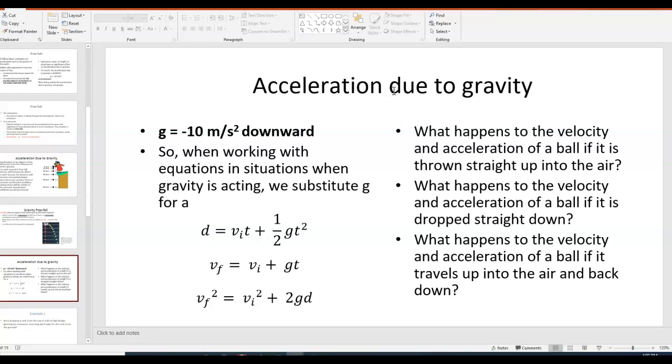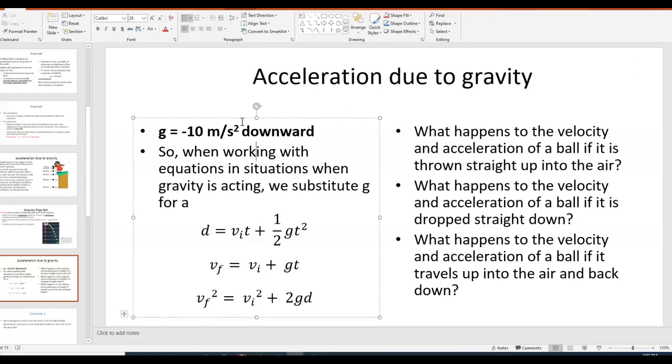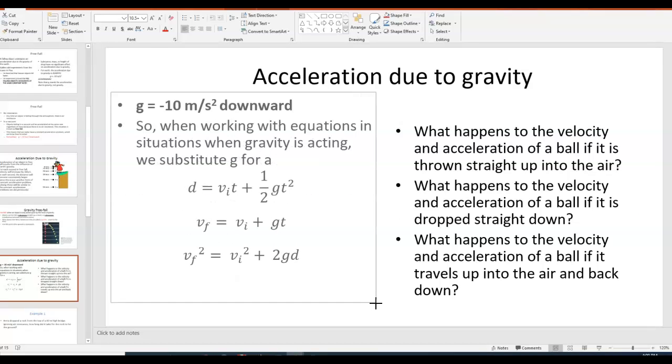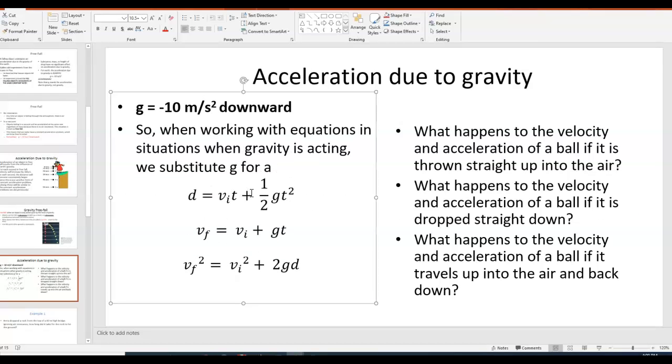Now, here are the equations we're going to be dealing with for free fall problems. Now, if you take a look at these equations, you should see that they look very similar to the equations we've seen before. Okay, the only difference is that we have replaced the a with a g, because instead of the acceleration being an unknown or a variable, the acceleration due to gravity is a constant. It's that negative 10 meters per second squared. So g has a constant value. Okay, besides that, the equations all work the same way.